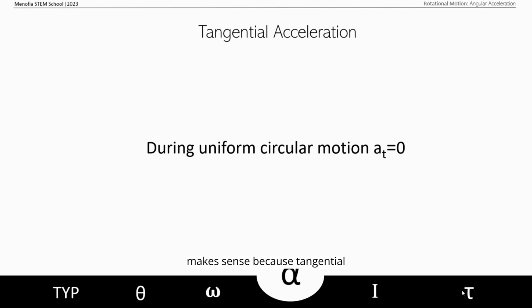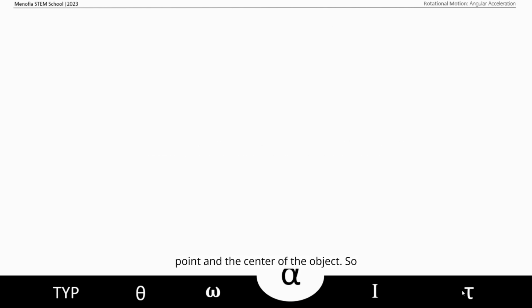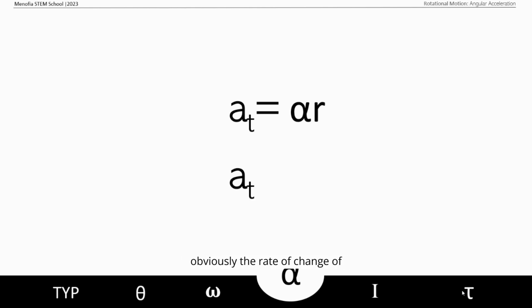That makes sense because tangential acceleration describes whether an individual point on a rotating object is speeding up or slowing down. So if the object is undergoing uniform circular motion, that means it has a steady velocity, hence no speeding up or slowing down. Like linear velocity, tangential acceleration depends on the distance between the point and the center of the object. So we can say it's equal to the angular acceleration times the radius. And obviously, the rate of change of tangential velocity gives the tangential acceleration.